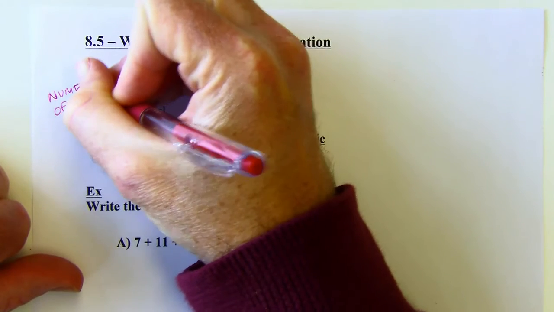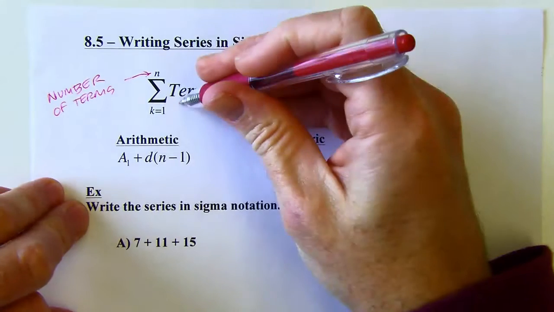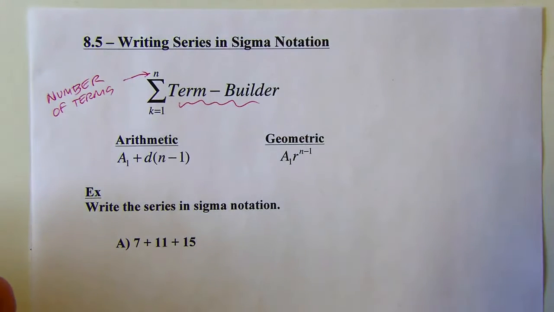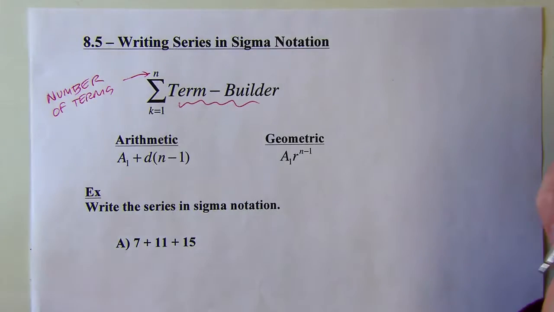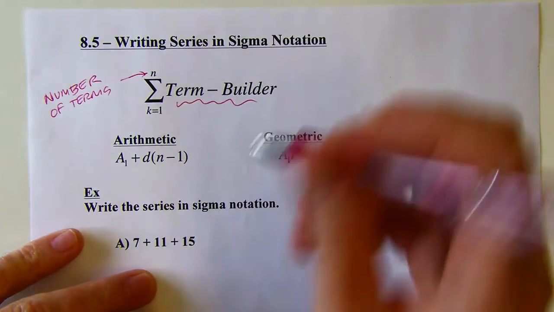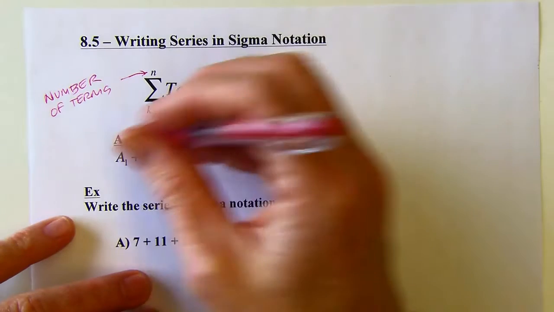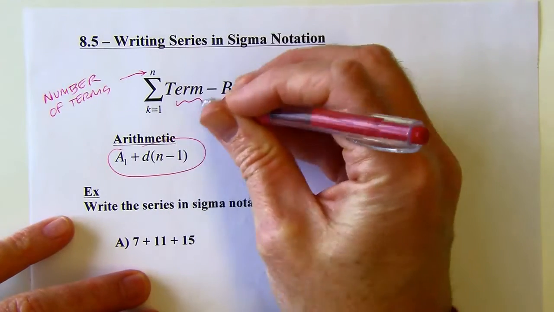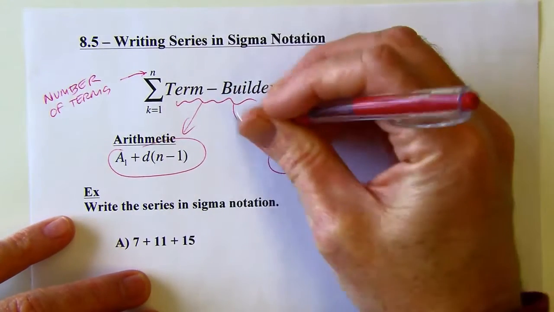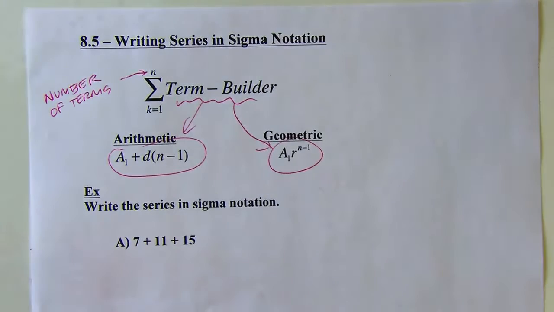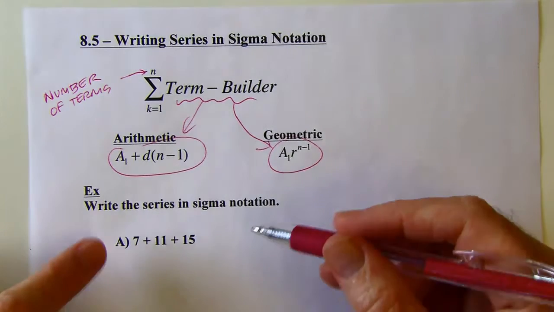Okay, and then this part is where you actually build the terms. There will be some sort of formula there, and that's going to depend on what type of series you have. If it's arithmetic, then you'll be using that one, right? And if it's geometric, we'll use this one. So you've got to make that decision when you're looking at the series.